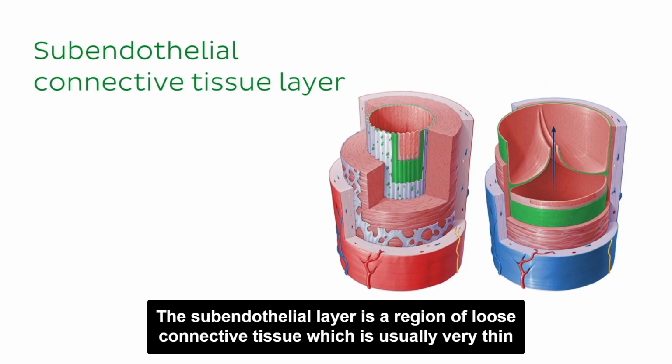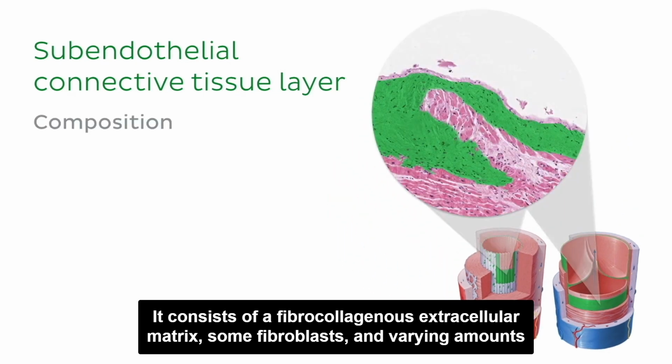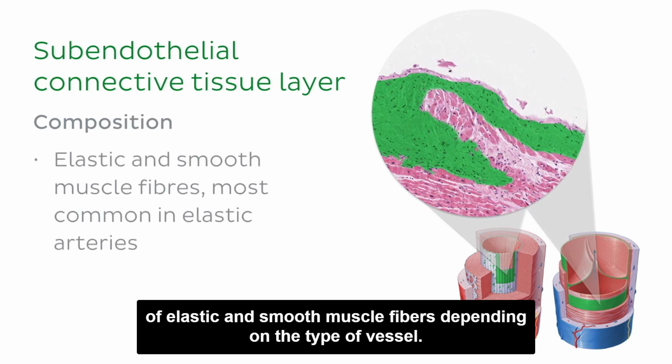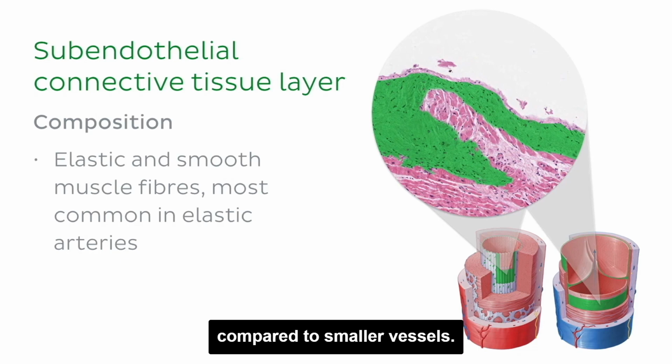The subendothelial layer is a region of loose connective tissue which is usually very thin, except in the case of the largest vessels. It consists of a fibrocollagenous extracellular matrix, some fibroblasts, and varying amounts of elastic and smooth muscle fibers depending on the type of vessel. For example, the density of elastic and smooth muscle fibers in elastic arteries is higher compared to smaller vessels.